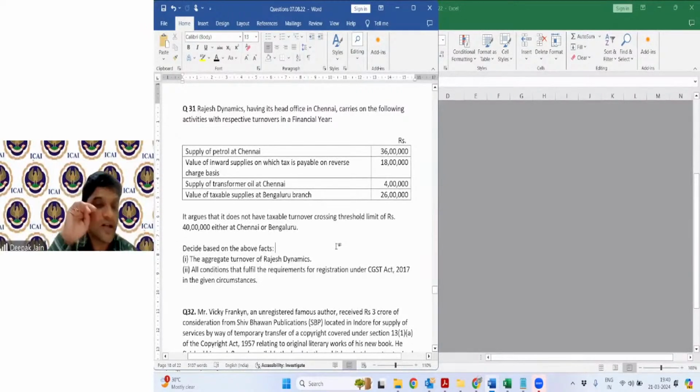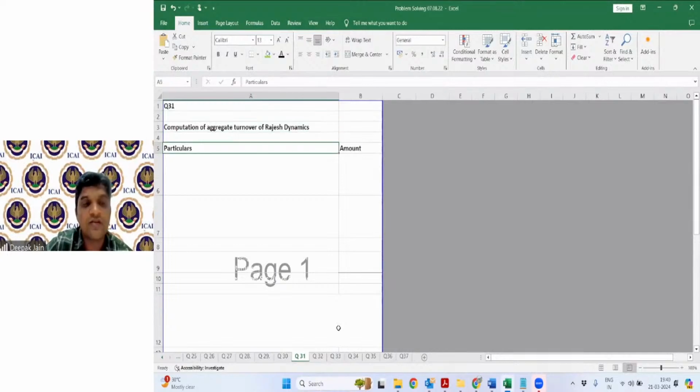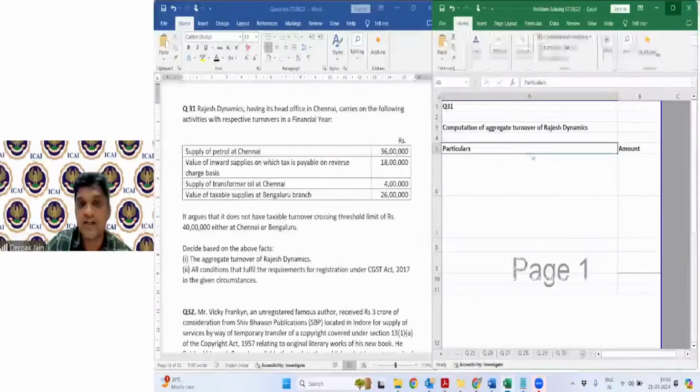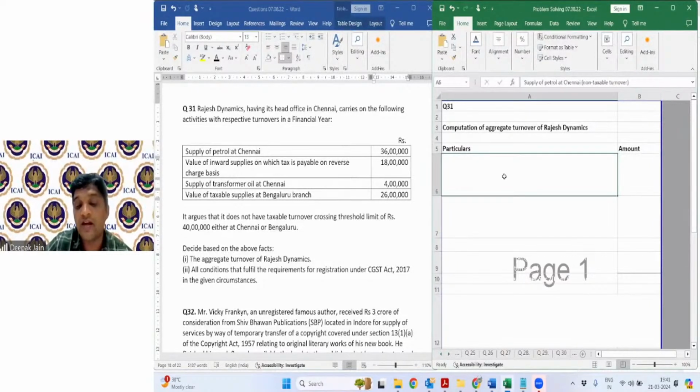Okay, again, your same registration. He is of the assumption that the turnover is not crossing 40 lakhs neither at Chennai nor at Bangalore. So he will not take registration. Is it correct? First, we will calculate the aggregate turnover of Rajesh Dynamics. I hope you're taking note of these answers, because nobody has told me I'm fast or slow. So I'm assuming I'm going at a good pace where you are able to write up these pointers.